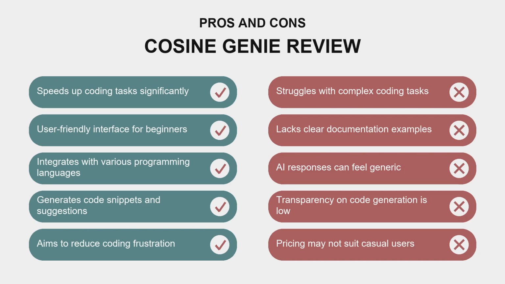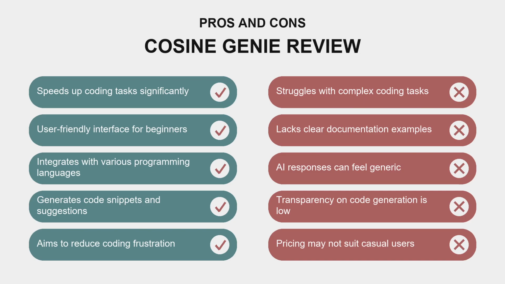On the positive side, Cosine Genie can significantly speed up coding tasks, and its user-friendly interface makes it accessible for beginners. However, it's not without its flaws. The AI sometimes struggles with more complex coding tasks, which can be frustrating for experienced developers looking for advanced solutions.